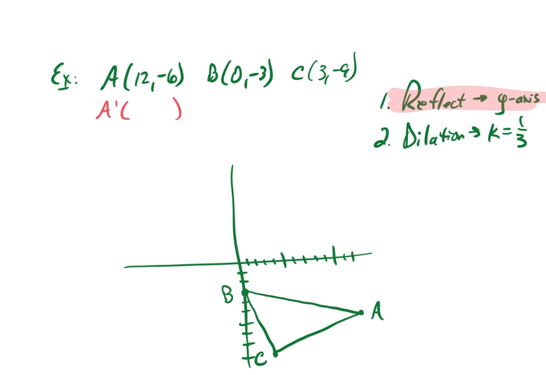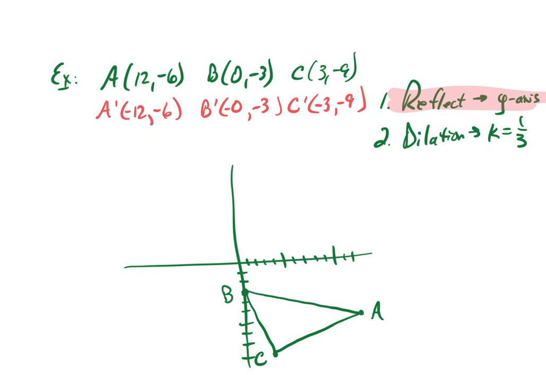Now if I choose to do my reflection in red, then I'm going to look for, of course, the new ordered pairs like we always do. And with a y-axis reflection, the y values always stay the same. And we take the opposite of the x's. So the opposite of 12, the opposite of 0, the opposite of 3.